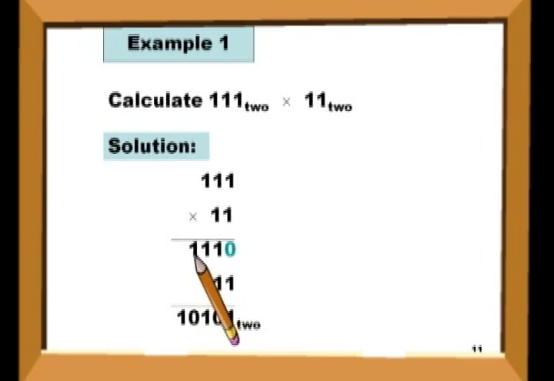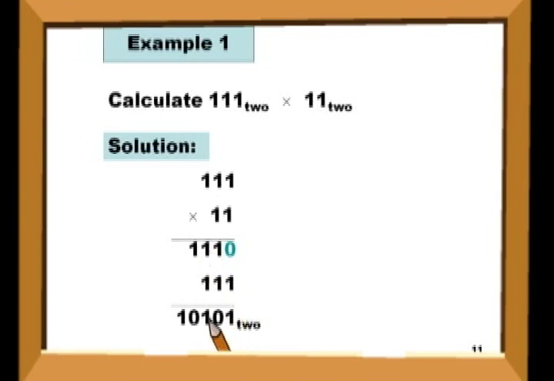Now we have two sets of products here. Now we need to add them. A 0 added to a 1 is a 1. We have a 1 added to a 1. Remember the previous example, when we added a 1 and a 1, we got a 1, 0. So the 0 is placed here and the 1 is taken to the next column. So we have the 1, 2, 3. And 3 would be a 1, 1.